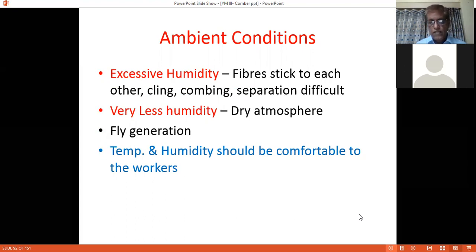So with these, we finish the topic parameters influencing combing operation.